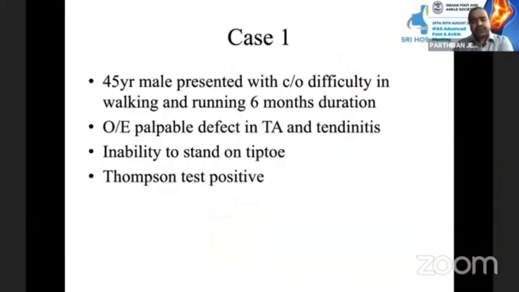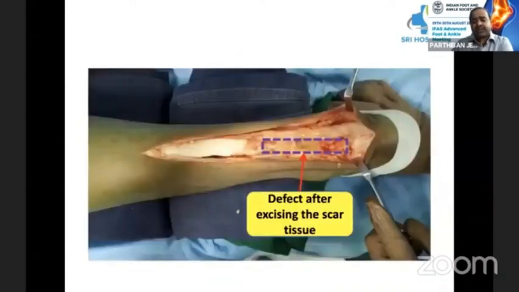I'm going to show you a few cases. This is a 45-year-old male presented with complaints of difficulty in walking and running for 6 months. On examination, palpable defect in tendoachilles and tendinitis, inability to stand on tiptoe, and Thompson test positive. This is the defect after excising the scar tissue. This is a case of a chronic tendoachilles rupture. This is a huge gap.